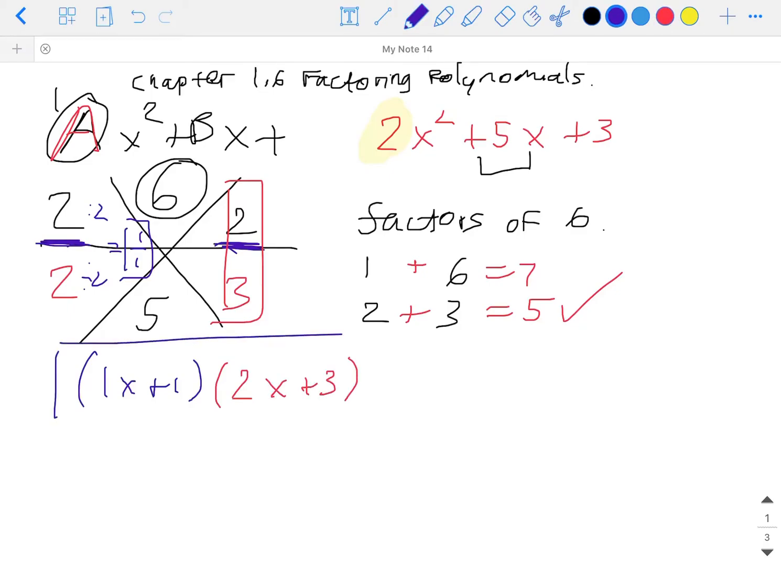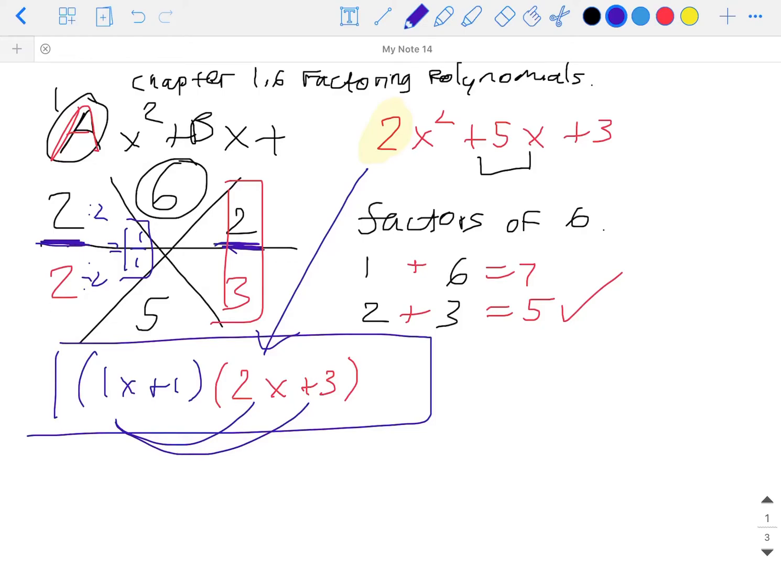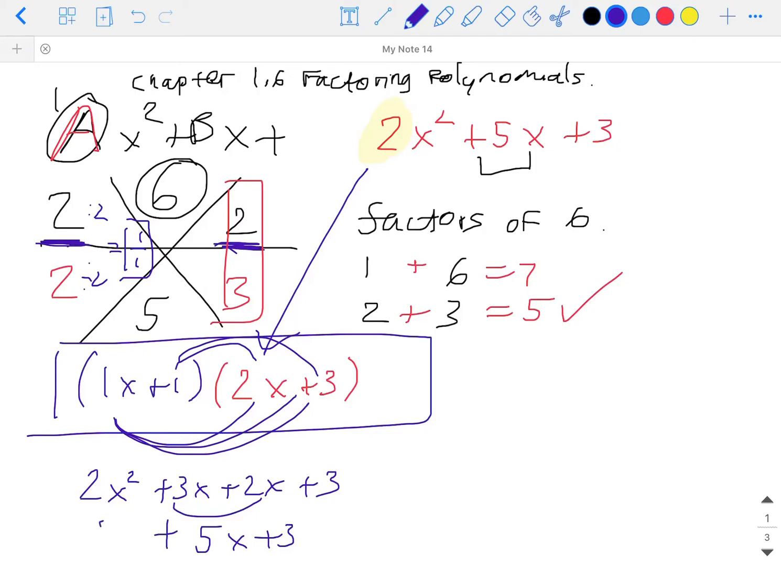So this is considered to be the final answer in order to get from a complex polynomial to its factored polynomial version. We can FOIL this just to make sure that it does multiply to give us the original question. 1x times 2x is 2x squared. 1 times 3, so that's 3 with the x. The inside, 1 times 2x is 2x, and 1 times 3 is 3. Add like terms, that gives us 5x, and rewrite everything else.